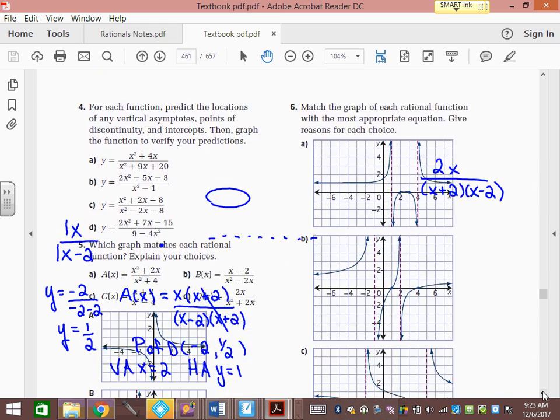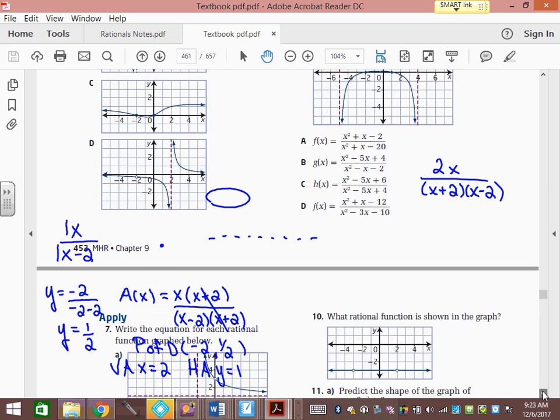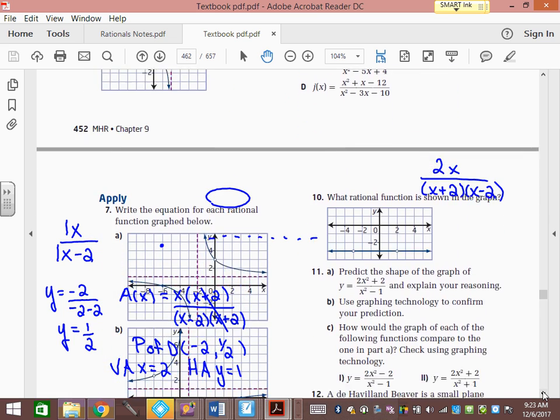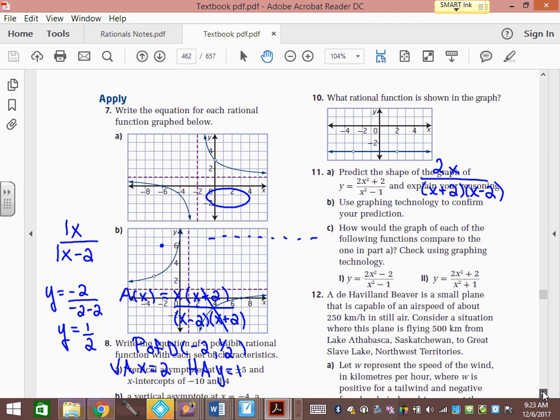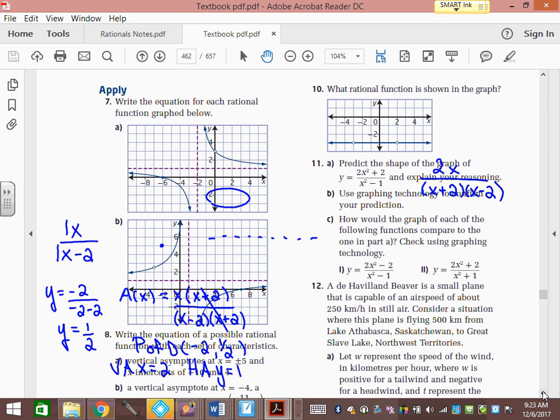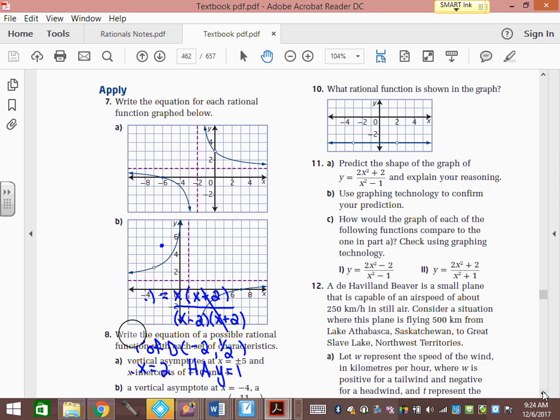So what happens if, is it 7? Okay, 7. What happens if we don't just have asymptotes? What happens if we have points of discontinuity? How do we write the equation? So the last one we could do, because we didn't have any points of discontinuity, but now we do. So it's not too bad.